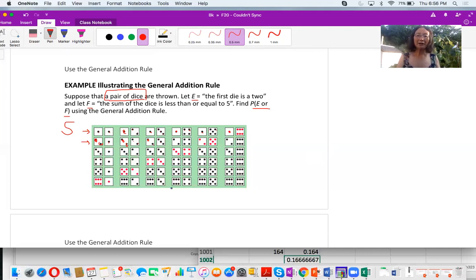So in total, how many combinations here, if you count? How many rows? We have 6 rows. How many columns? We have 6 columns. So in total we have 36. The sample space has 36 events. And event E represents the first die is a 2. Event F represents the sum of the dice is less than or equal to 5. So the question is, what is the probability of E or F?